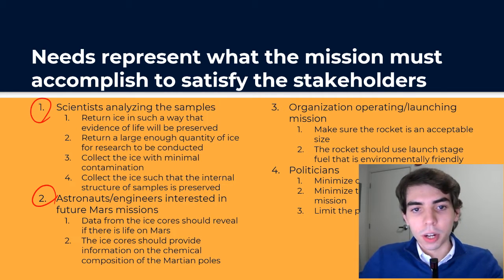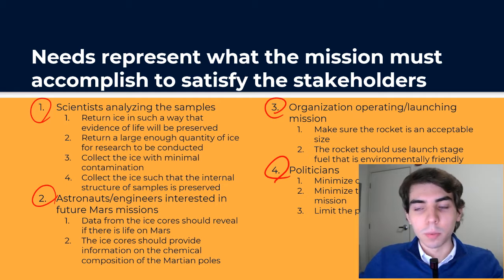Another stakeholder is the organization that will operate and launch the mission. Their interests are mostly related to the technical aspects of the mission, such as the size of the rocket and whether or not the rocket is acceptable from an environmental and safety standpoint. Finally, our last stakeholders are the politicians and government officials. Their main needs are to minimize the cost of the mission, minimize the time that the mission will take to develop and be completed, and to minimize the chance of failure.